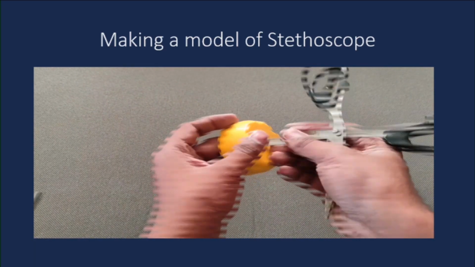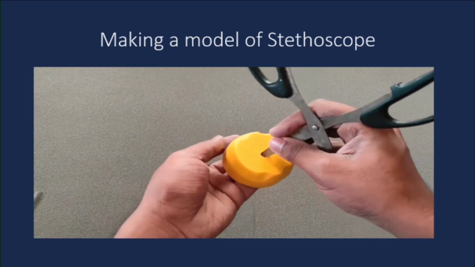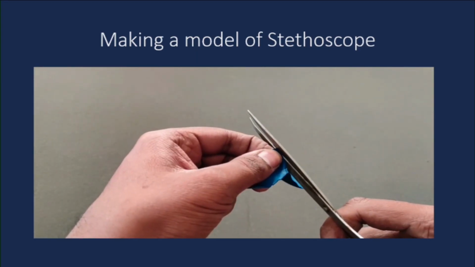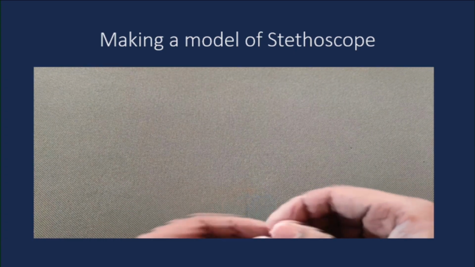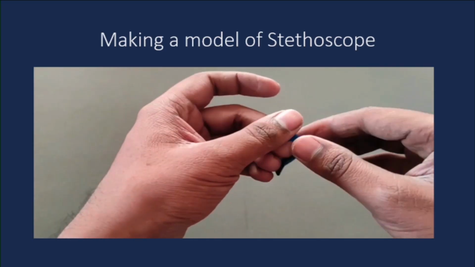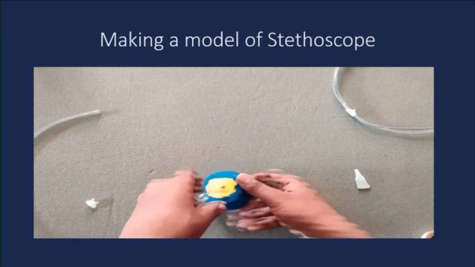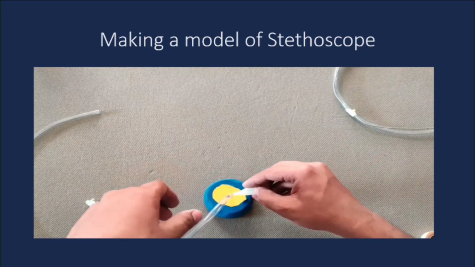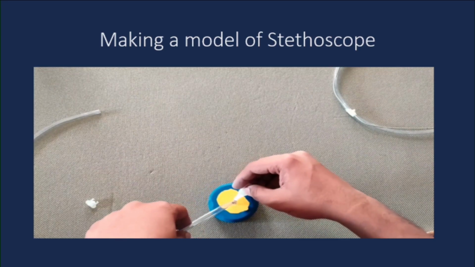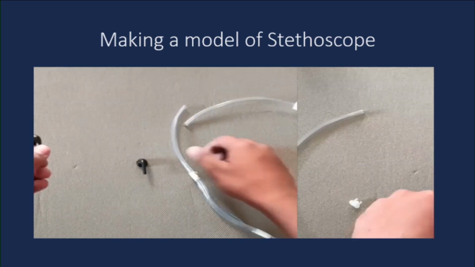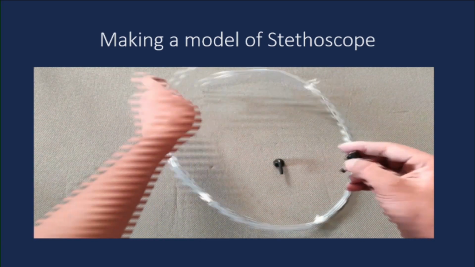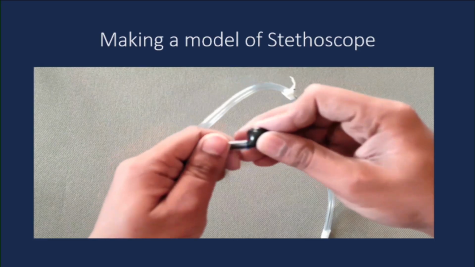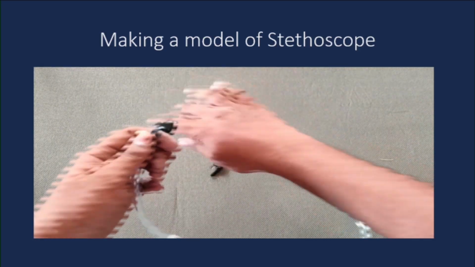Poke a hole in the middle of a lid. Cut a balloon and pull it over the top of the lid. Keep a tube into the hole with glue. Insert two earphones into the two ends of the tube.